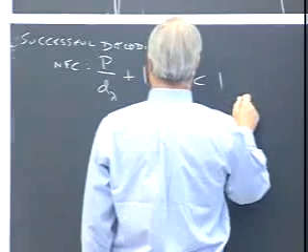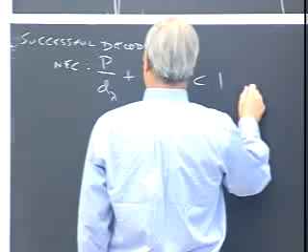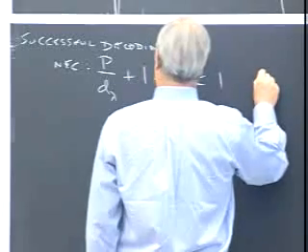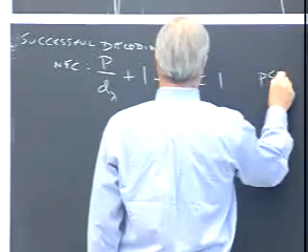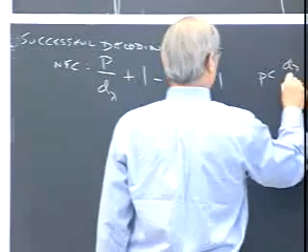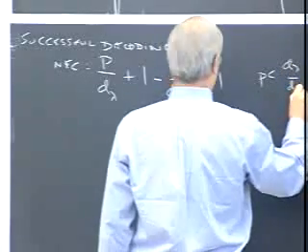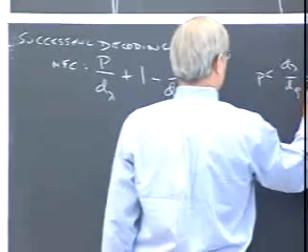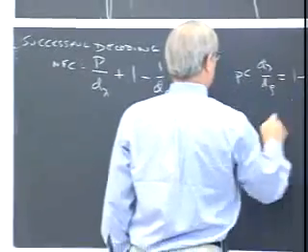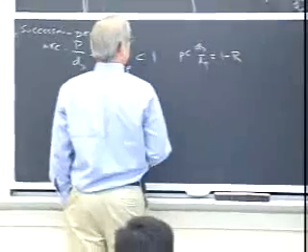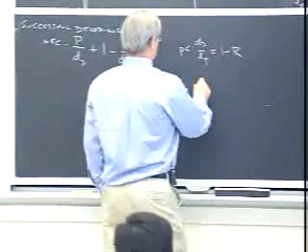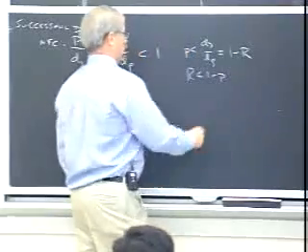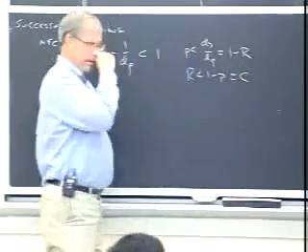Okay, what does this amount to? This says that p has to be less than d rho over d lambda over d rho, which happens to be 1 minus r, right? Or equivalently r less than 1 minus p, which is capacity.